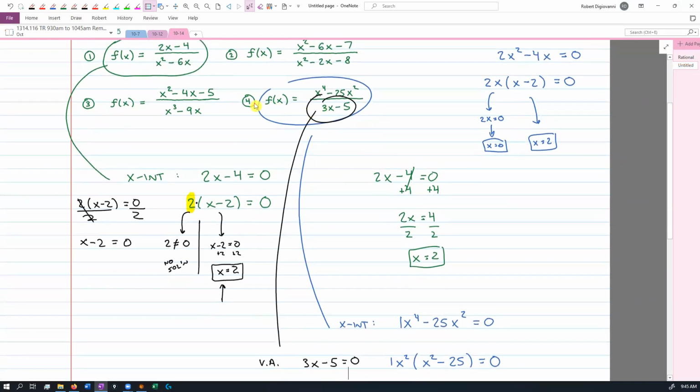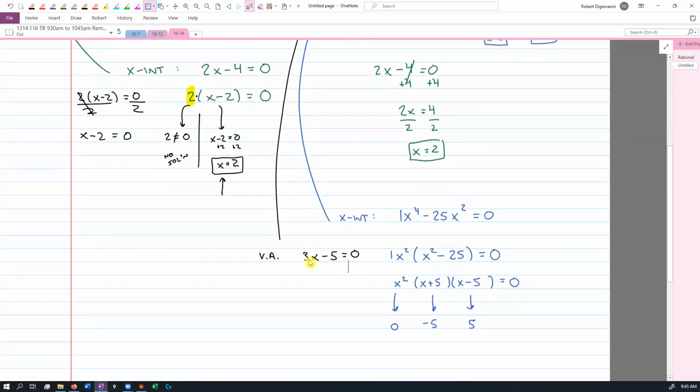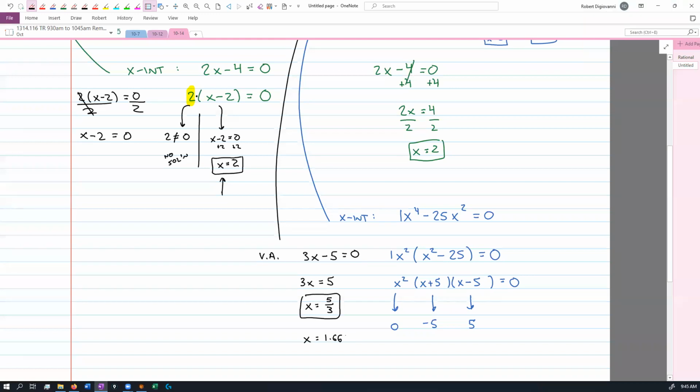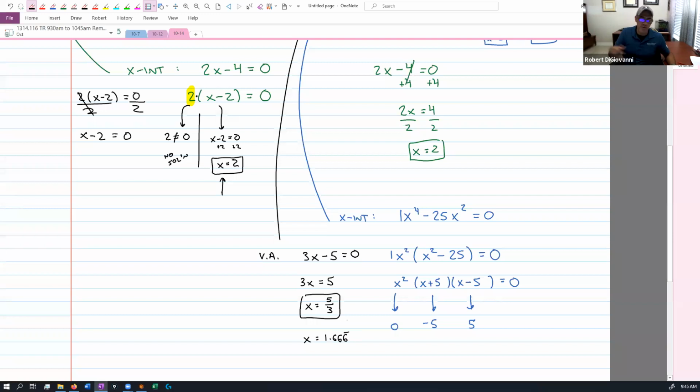So to find the vertical asymptotes on 4, you take the denominator and set it to 0. Here it's a linear equation. You can add 5 to both sides, and then divide both sides by 3. You can leave it like that, or if you wanted to, you could get a decimal. You said it was like 1.666 or something. You can just round it to 1.67 or 1.7. That's fine.